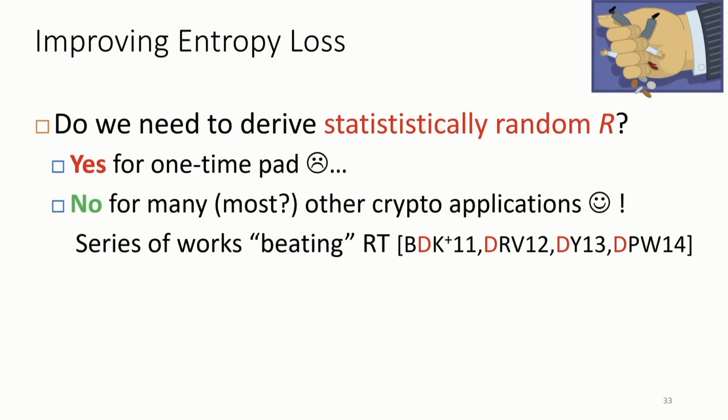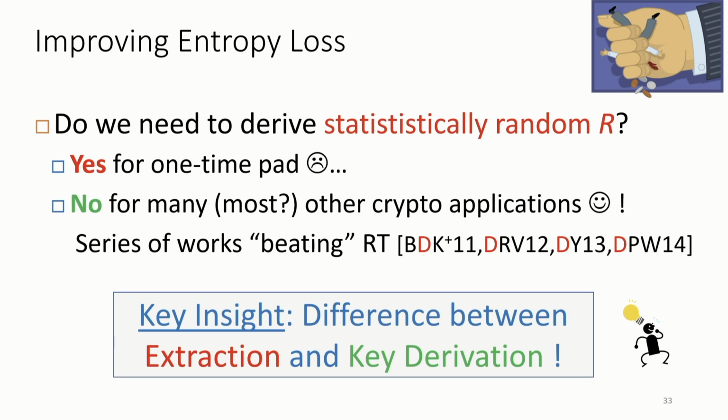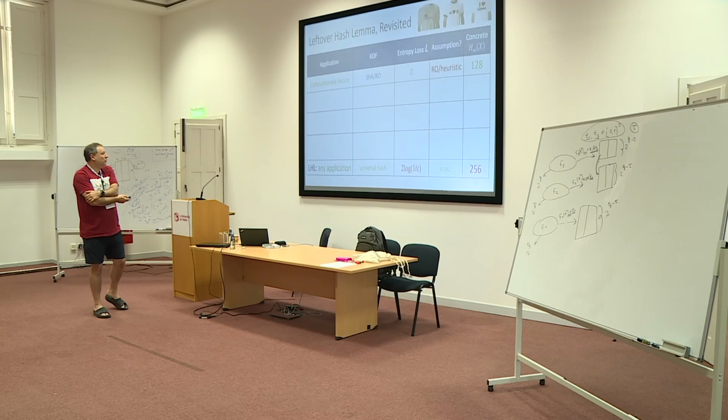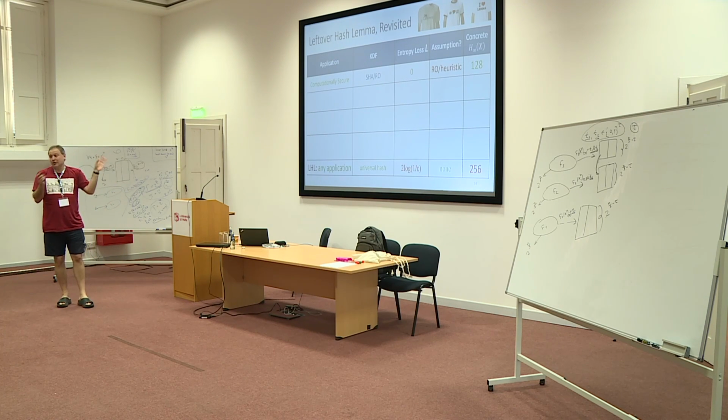But it turns out, in a series of work, we show that for many applications, even if you want some kind of information theoretic security in a well-defined sense, we have a series of papers starting with the Crypto 11 paper, and then a series of papers at TCC and Eurocrypt about beating this bound. The key insight is that there is a difference between extraction and key derivation. This is what I'm going to show. This is basically the summary table of our results, and then I'll switch to another set of slides to go a little bit more in depth.